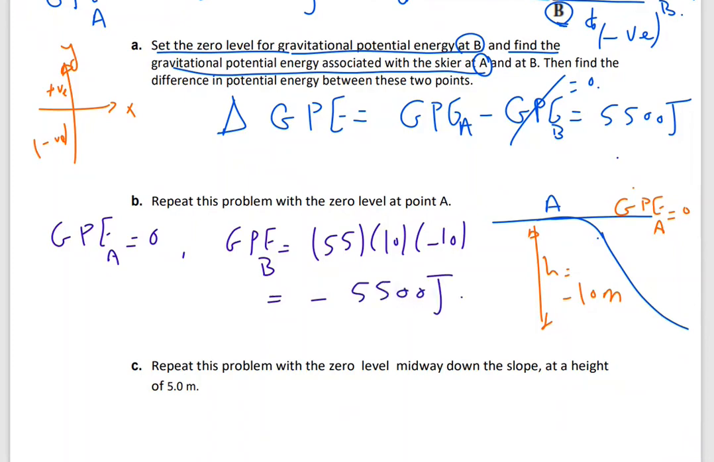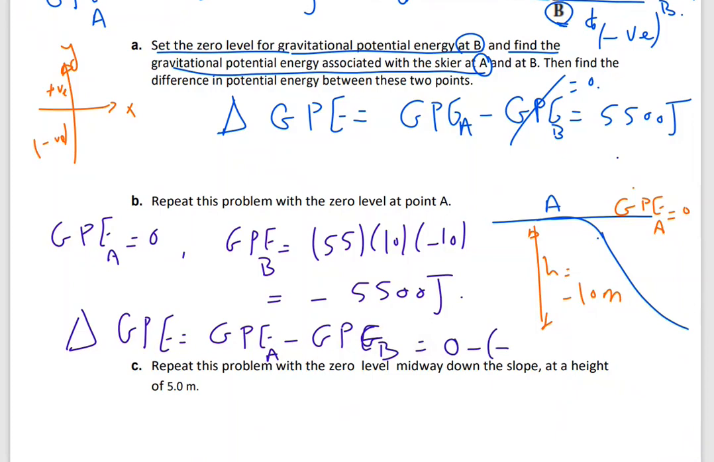5,500 joules. Now, what will be the change in gravitational potential energy? Change means difference. So the difference between the gravitational potential energy at A minus the gravitational potential energy at B: at A it is zero, minus the gravitational potential energy at B, which is minus 5,500, and this will give us 5,500 joules.